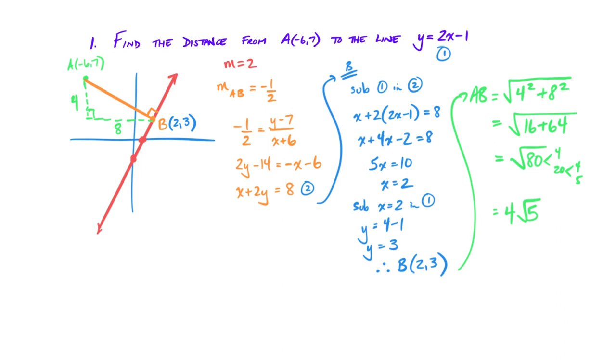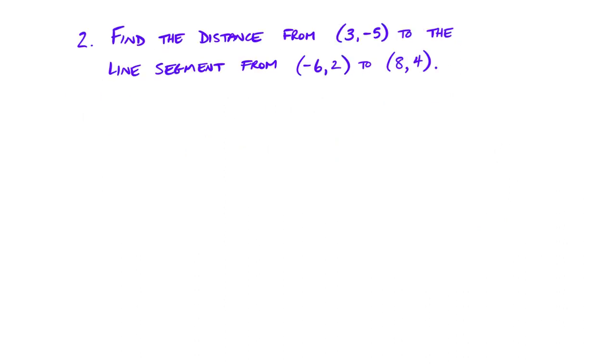Okay, I want to talk about one more problem dealing with point to a line, but this one's going to be a little different. So let's take a look at the problem that I've given you, and this is our last problem for today. I want you to find the distance from (3, -5) to the line segment from that to that. So you may notice that this problem is a little bit different.